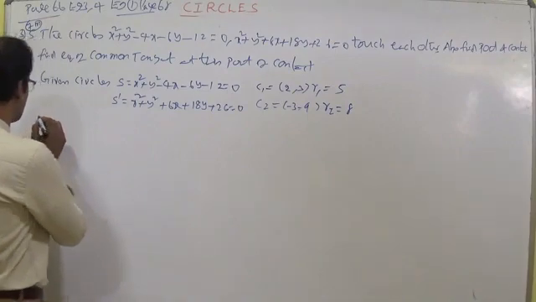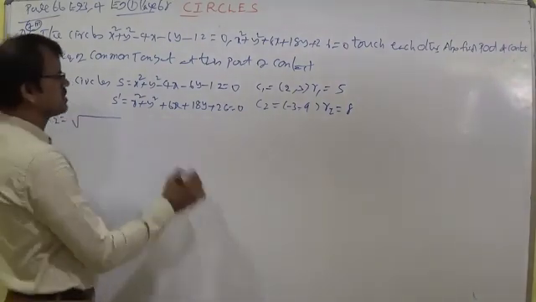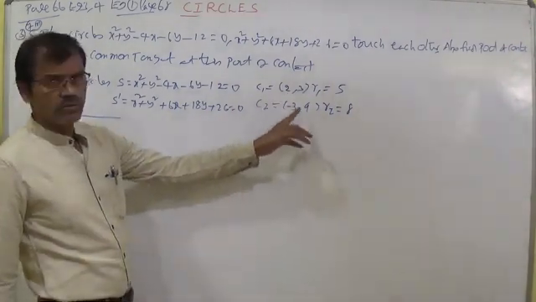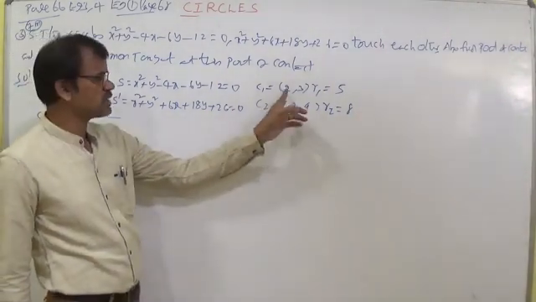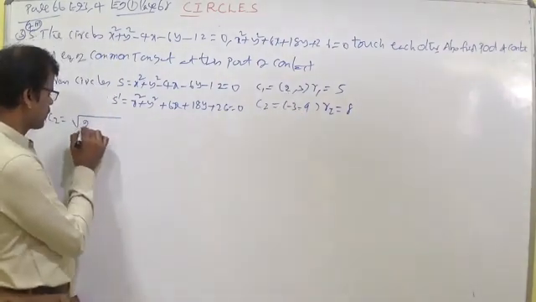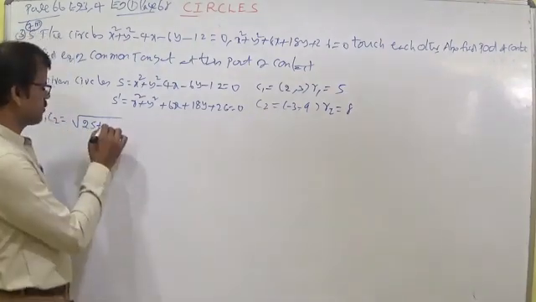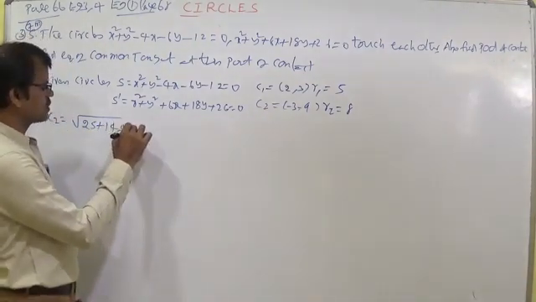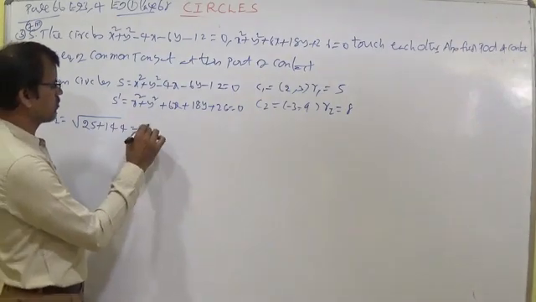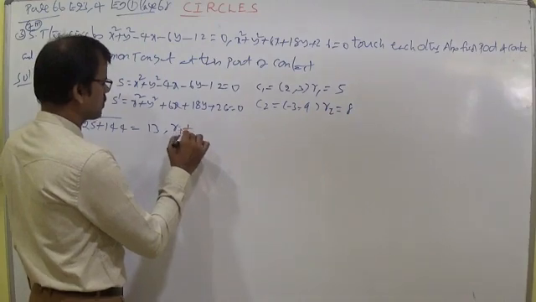Now you can write C1, C2. That is the distance between the centers. According to the root of x2 minus x1 whole square plus y2 minus y1 whole square concept, 2 plus 3 whole square is 25. 3 plus 9 whole square, 12 square, it is 144. So C1, C2 is root of 25 plus 144, that is 13. C1, C2, 13 we got.